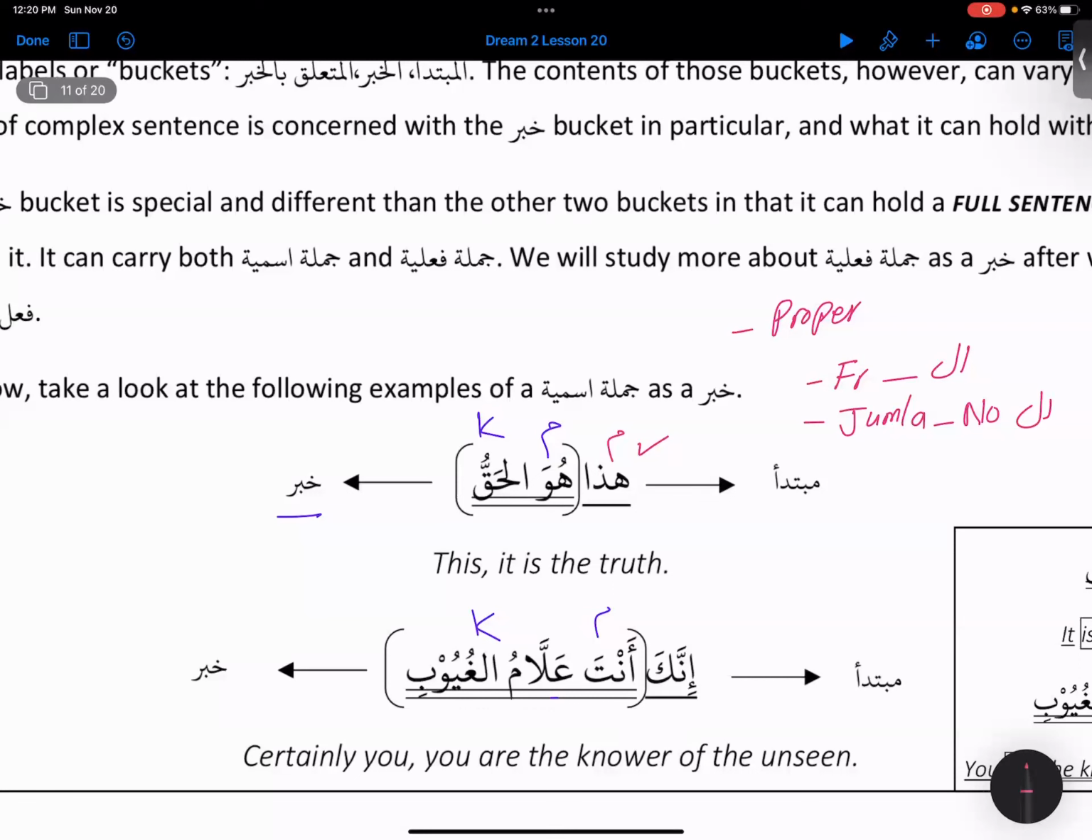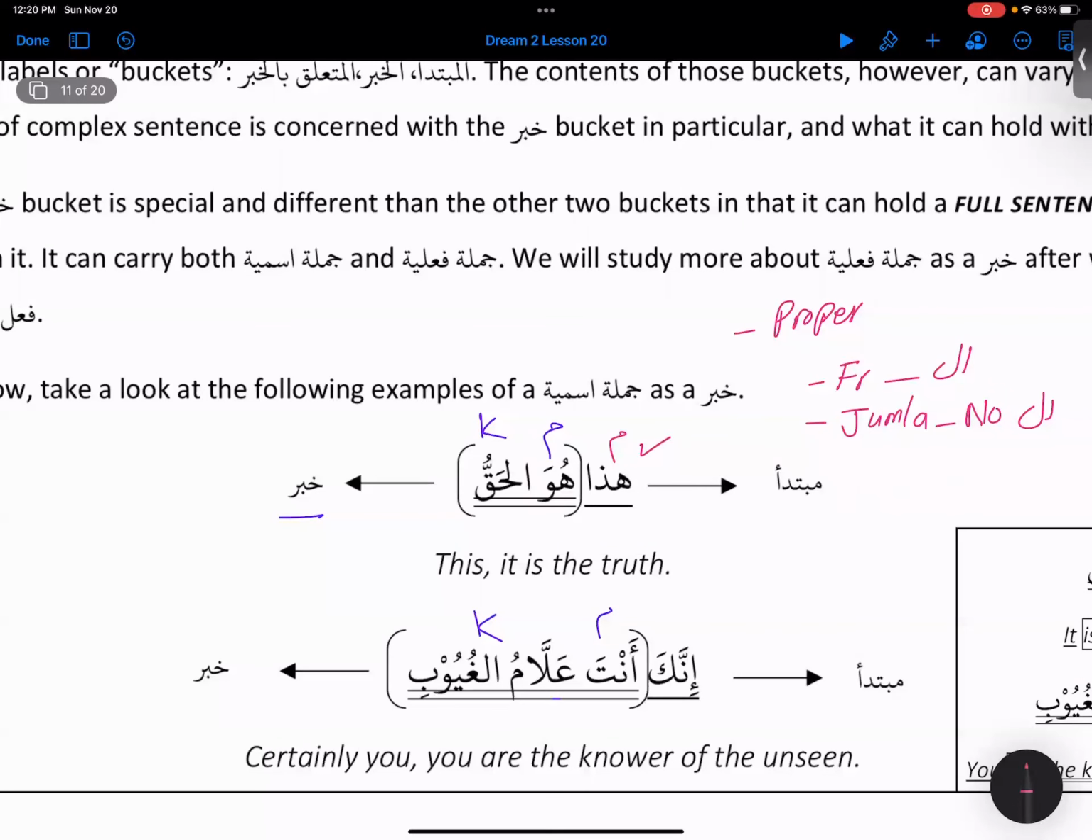So haza huwa al-haqqu. Haza is my mubtada, and huwa al-haqqu is the khabar of this haza. Then we can further break down, because this is not one word. We say huwa is mubtada and al-haqqu is the khabar. And how are we going to translate? This is the truth, or it is the truth. Is there any emphasis? Yes, there are two. Whenever that happens, it is a very emphatic sentence, because it is stressed twice. This is the truth.